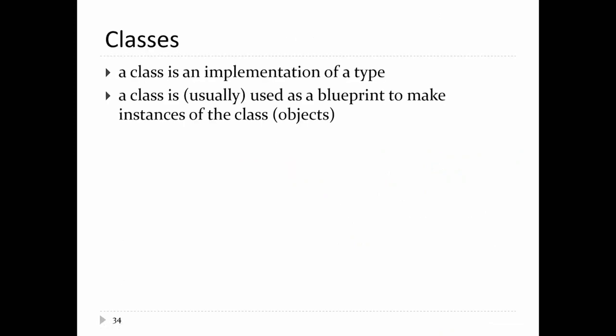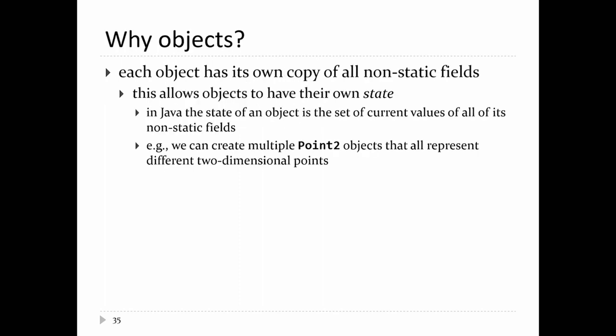Okay, so what about classes? Classes are just user-defined types. A class is most often used as a blueprint to make instances of the class. In other words, a class is normally used as a blueprint to create objects. So why do we want objects? Why can't we just use classes, I guess is the question. You only have one copy of a class. So when we make the class, I don't know, Life2 for assignment 2, there's only one class called Life2.